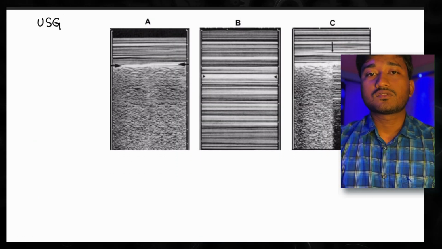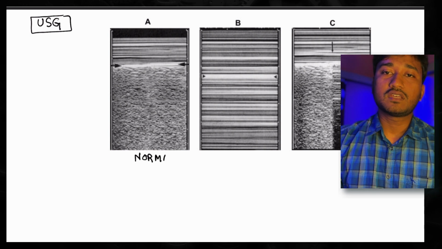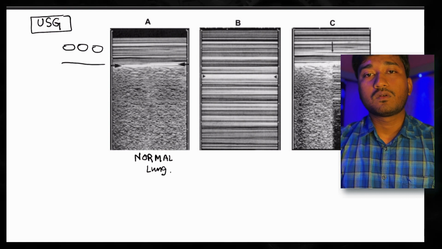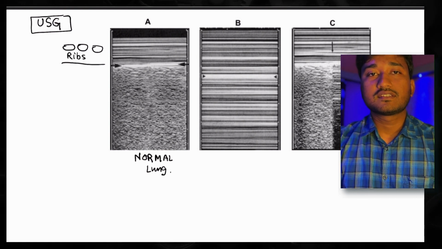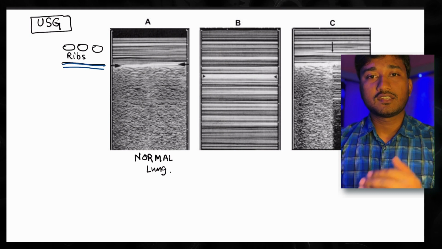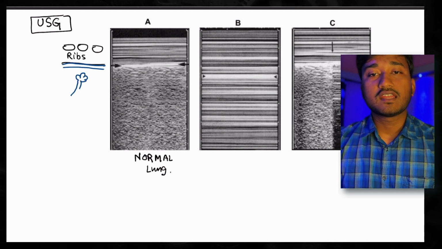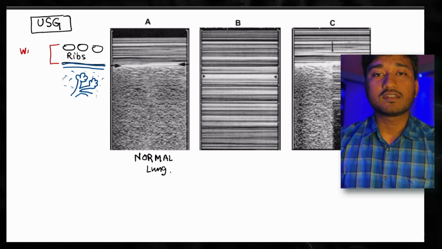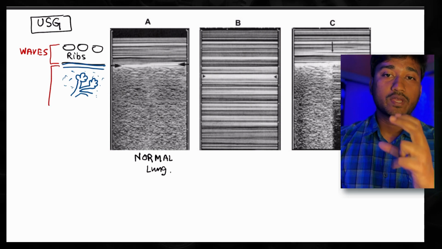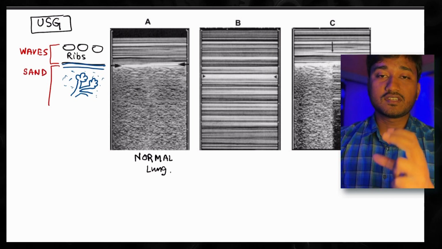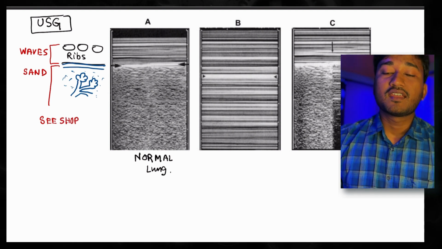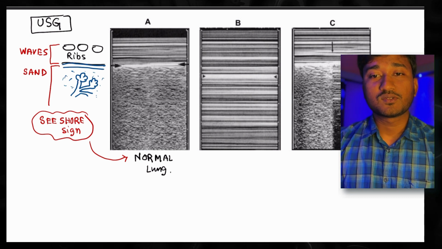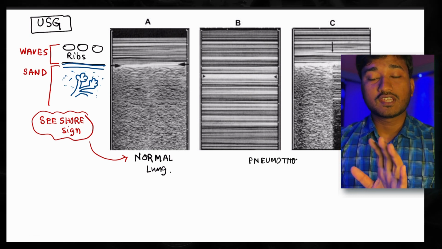Now let's guess what is the normal USG. This is basically USG of the lung, what is normal and what is abnormal. The first one, A, that is the normal lung. What you can see, the ribs, and underneath the ribs there is tissue, and after that there is the visceral layer and the parietal layer of the pleura, and just beneath it you have lung tissue. So the ribs and the pleura represent the waves, and the sands are your lung tissue. This is called a seashore sign. It looks like a seashore. So this is the normal lung, what we can find in USG.